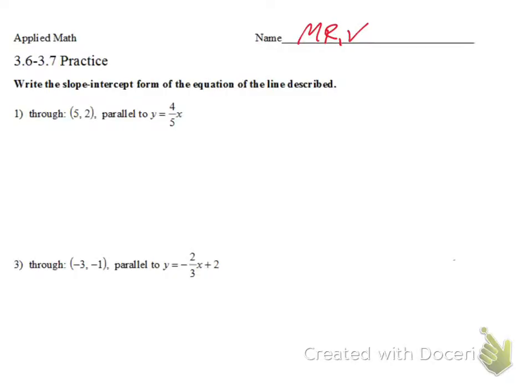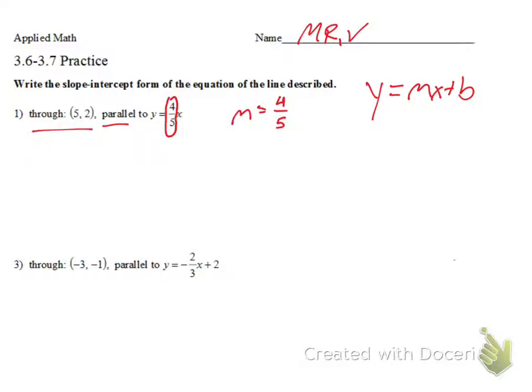All right, so write slope-intercept form. We know slope-intercept form is y equals mx plus b. For the one going through here, and it's parallel. So parallel means the slope stays the same. So in this equation here, slope is going to be 4 over 5. So my m is 4 over 5.